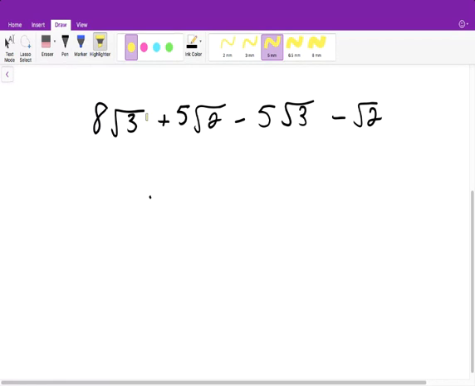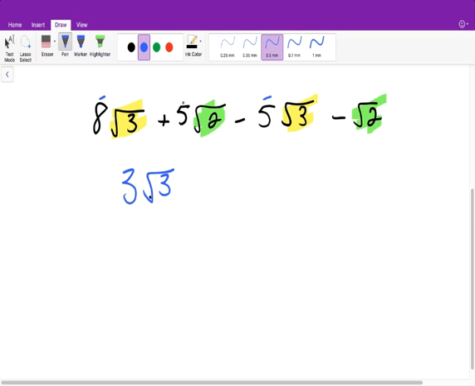All right, so from here, we need to combine our like radicals. So square root of 3 and square root of 3 are exactly the same. Square root of 2 and square root of 2 are exactly the same. So we need to go ahead and combine those radicals. So 8 root 3 minus 5 root 3, so 8 minus 5 is 3. So it's 3 times the square root of 3. And then for root 2, we have 5 minus 1, which is 4, so plus 4 times the square root of 2. All right, that's it for that one.